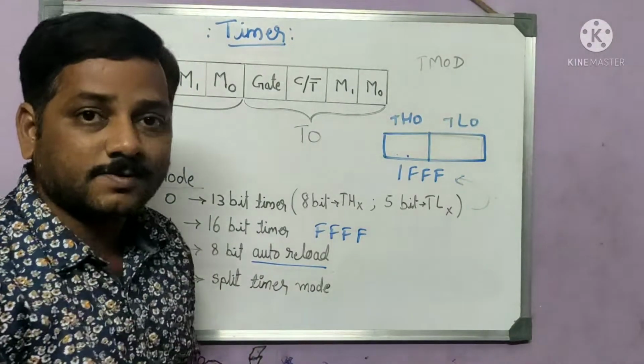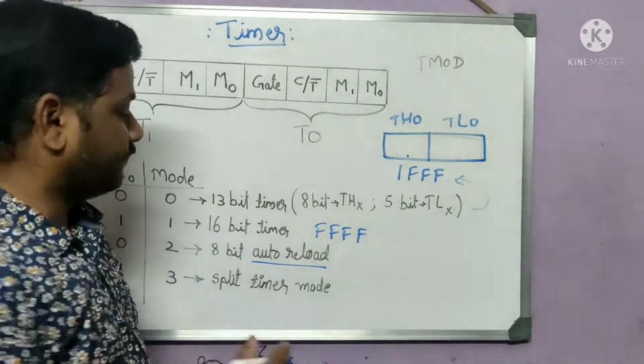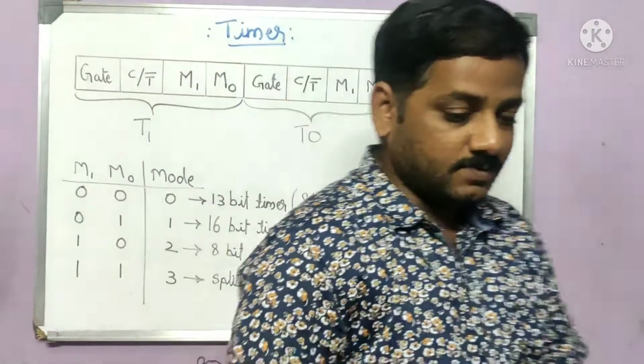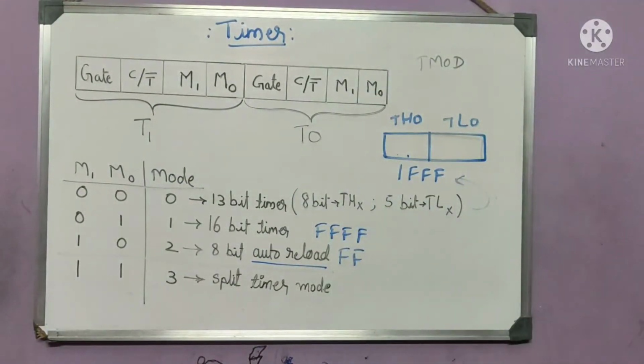So what would be the maximum count here? 0 to FF, because only 8 bits we can use. So I can just count up from 00 to FF. Maximum I can count up to FF. Right. So in this case what happens? Whatever data we give as the initial count, it will count up to FF.